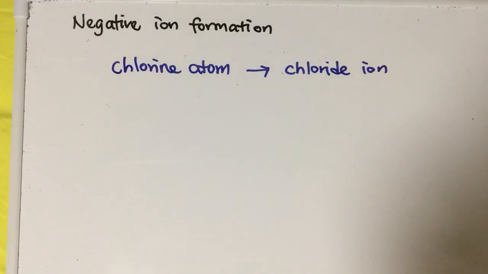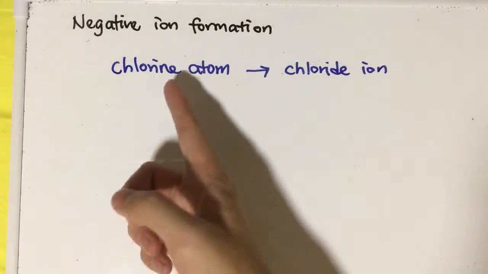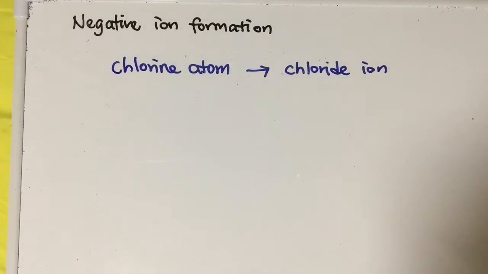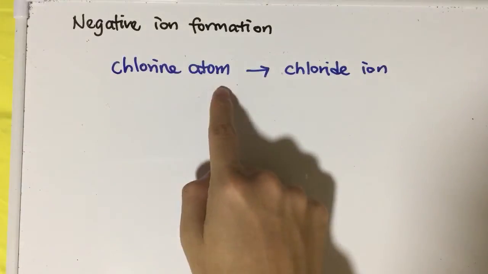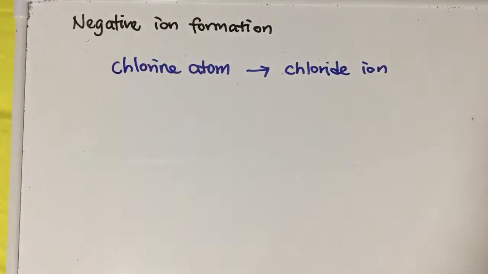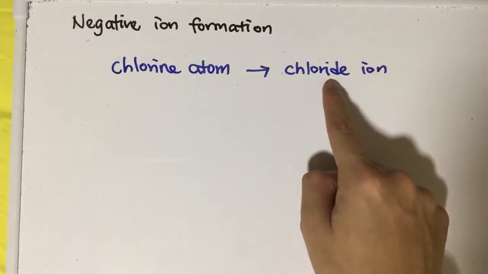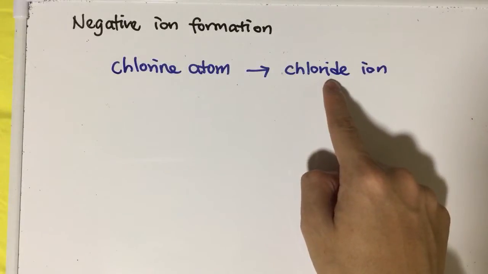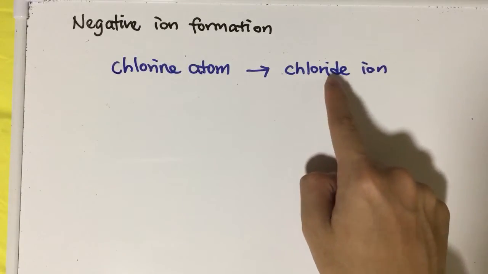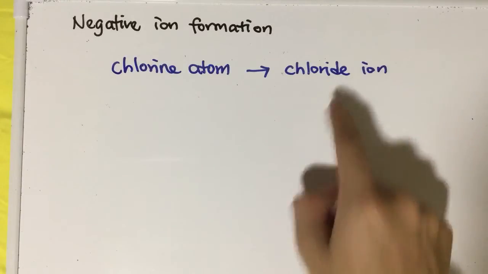Hello everyone, this time the video is about negative ion formation and I will use chlorine to illustrate it. So the chlorine atom will actually become a chloride ion. Chloride is the ion form of chlorine. We will have "ide" at the end. As long as it's a non-metal element forming an ion, we will have "ide" at the end.